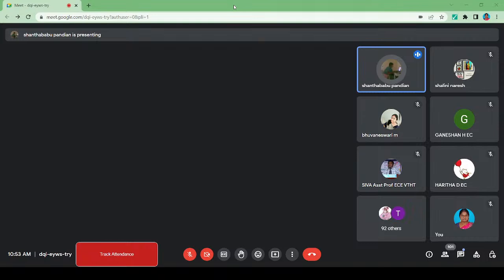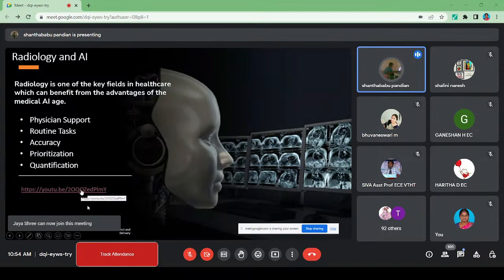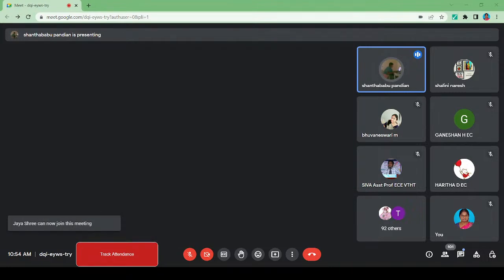Okay. So with respect to radiology and AI, radiology is one of the key fields, as I mentioned earlier. If you look at the X-rays, as I mentioned here, there is some video so that you can understand better how this helps.